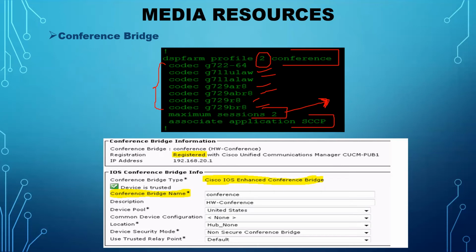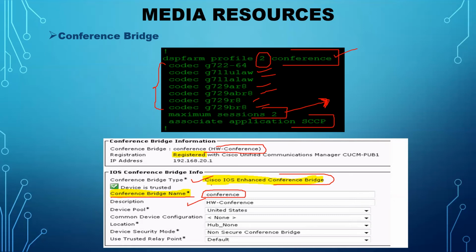Then we have the conference on your CUCM, how you can add your hardware conference. As you can see, in the conference bridge type, you need to choose Cisco IOS Enhanced Conference Bridge. That means this is your hardware conference. The conference bridge name you can see here as conference. This name should be the same as in your gateway configuration. Description, you can put hardware conference.